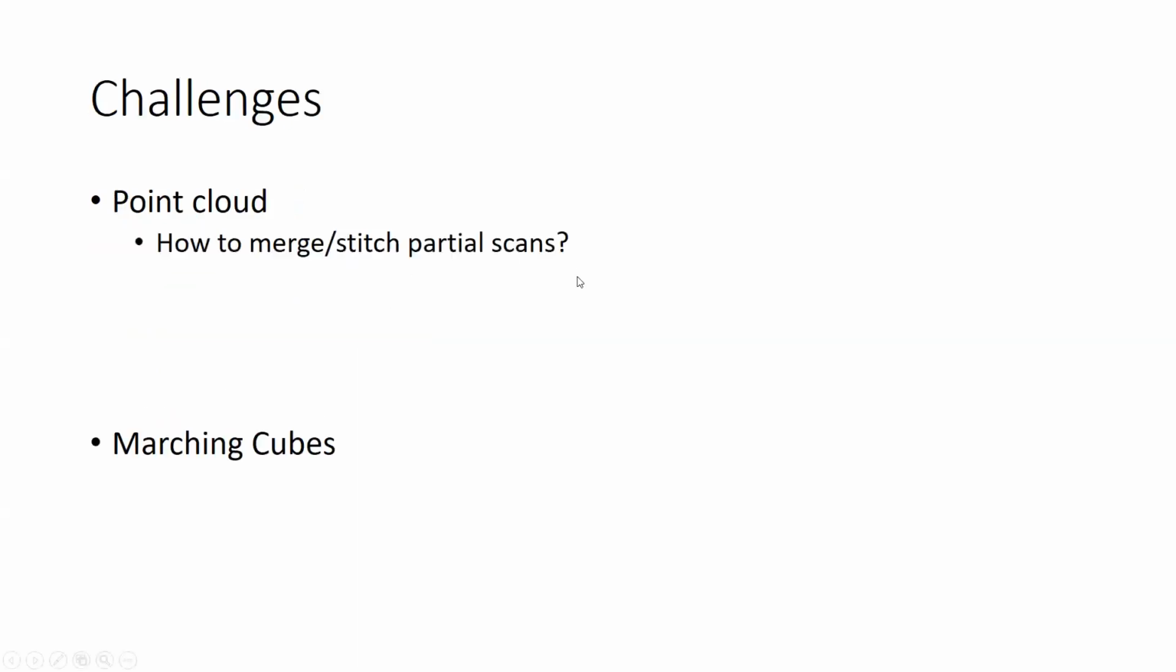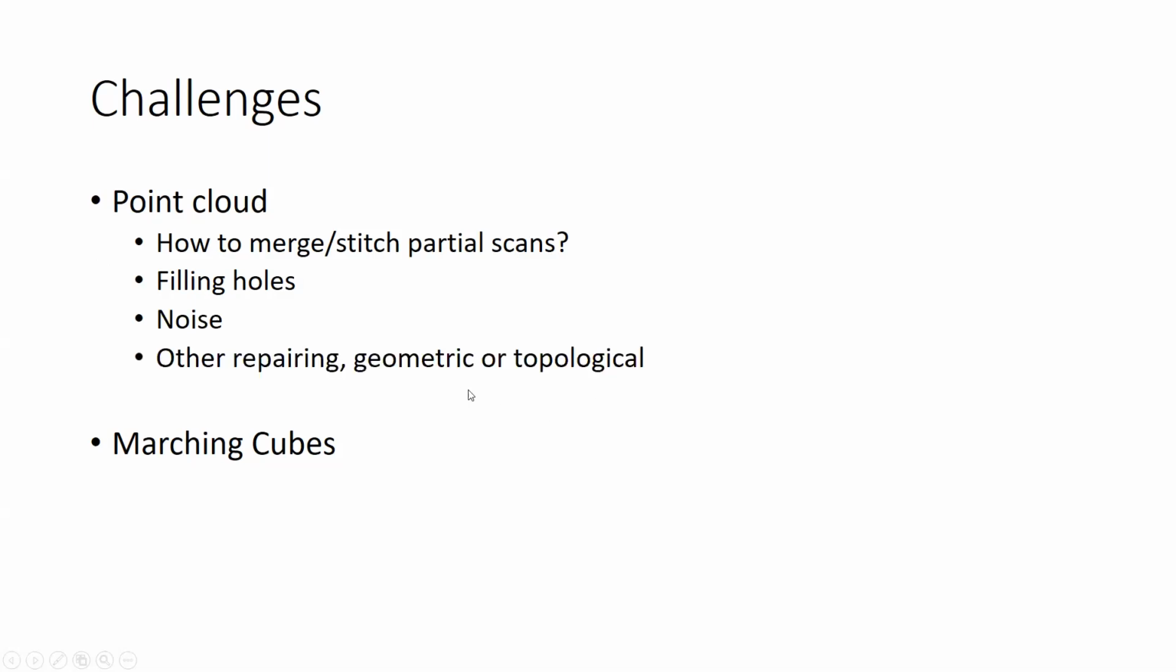So the challenge for point clouds is how do you actually merge and stitch partial scans? Because we do point set sampling, we cannot sample the whole thing. And how do you stitch different partial parts? And filling holes, as we talked about in the beginning, how do you fill holes? Point clouds also always have the problem of noise, because your sampling or scanning device can vibrate, make some errors, or have some interference. There is also repairing the geometry or topology problems, and of course, how to deal with color and texture.